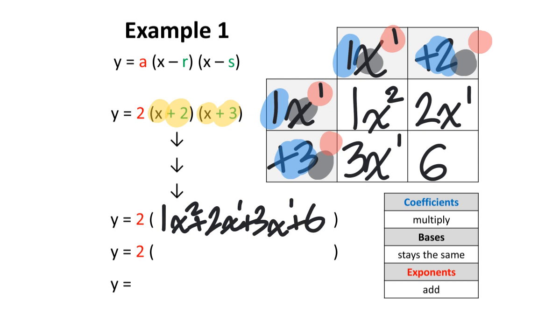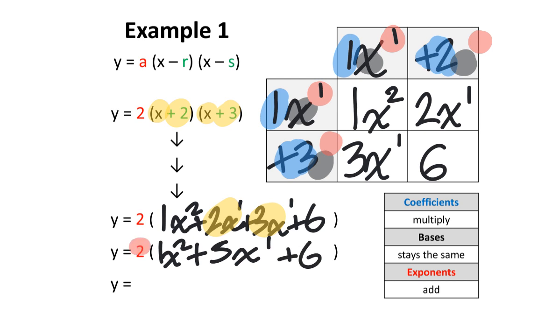At this point, you want to look for like terms. Like terms have the same base and same exponent, which means these two terms over here are like terms. When collecting like terms, the bases stay the same and the exponents stay the same. So when I combine this, I'm going to end up with 5x to the power of 1. 1x to the power of 2 hasn't changed, and positive 6 hasn't changed either.